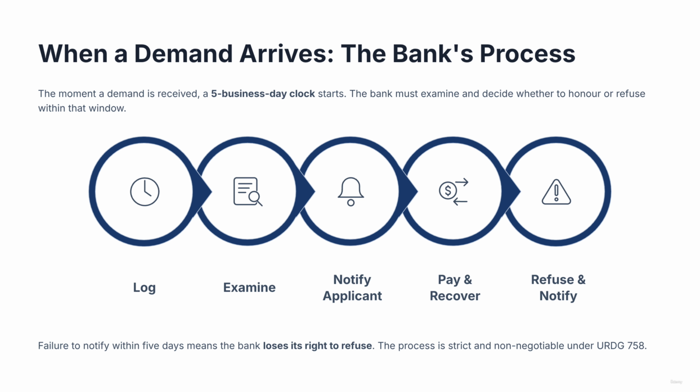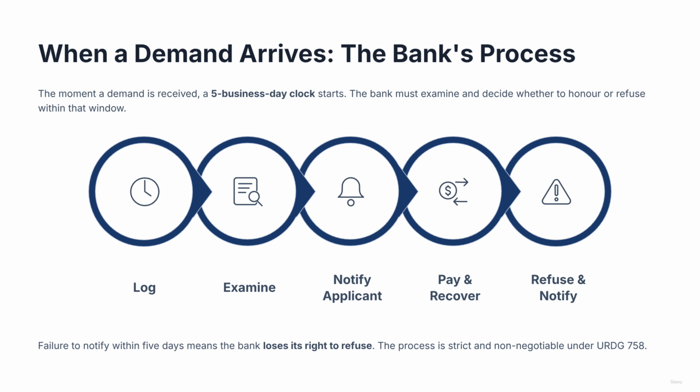What happens when a demand arrives? The moment a demand is received, a clock starts. The bank has 5 business days to examine it and decide whether to honor or refuse. Step 1. Log and timestamp the demand immediately. The 5-day window begins on the day of receipt. Step 2. Examine the demand against the guarantee terms. Is everything present? Is the statement of default included? Are any required supporting documents attached?